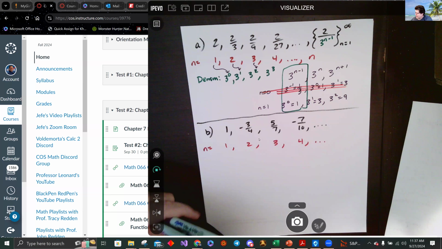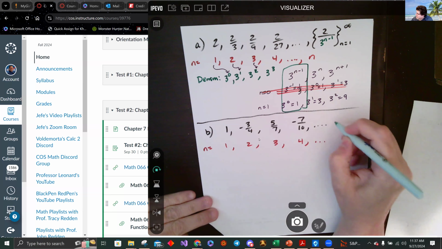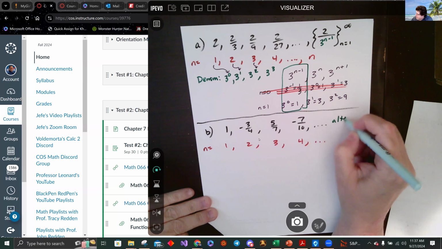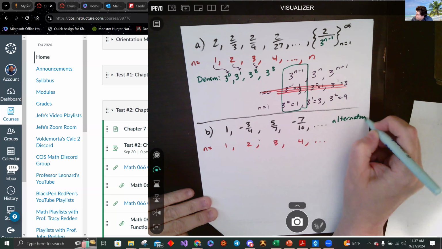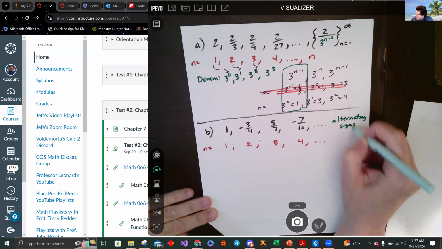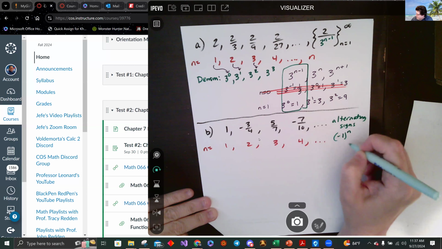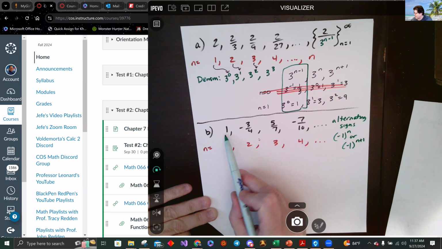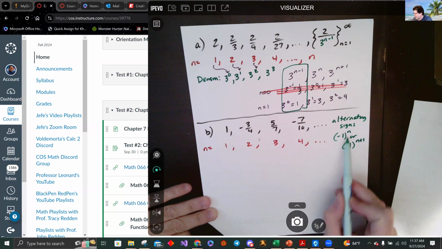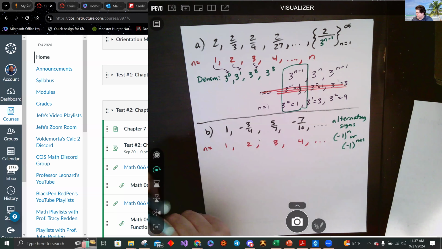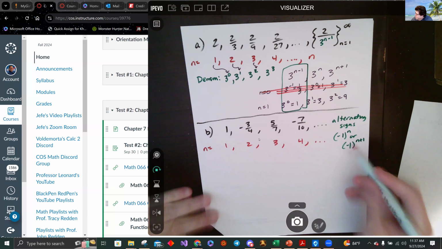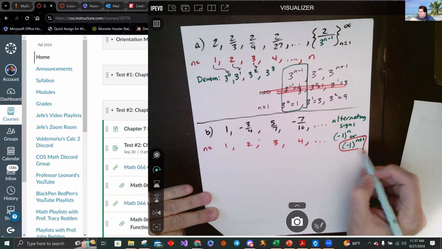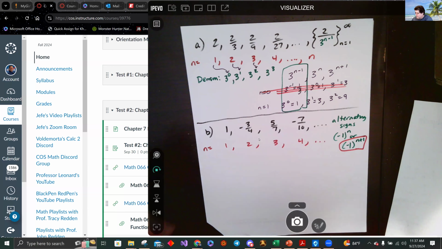And I'm going to try to recognize a pattern. First off, I do see that it's alternating signs. So that means either -1 to the n or -1 to the n plus 1. I want the first term to be positive. And if I plug in 1, the one that gives me a positive 1 is going to be this one. So that's the first thing I know there's going to be a component.